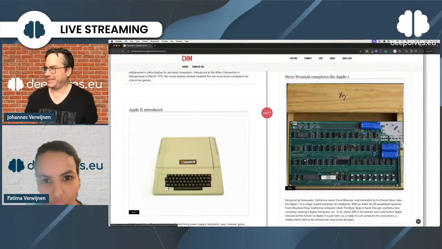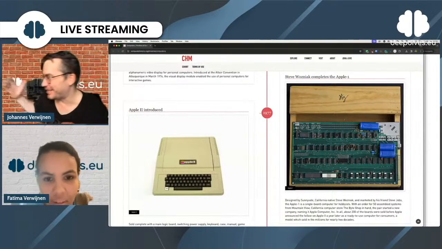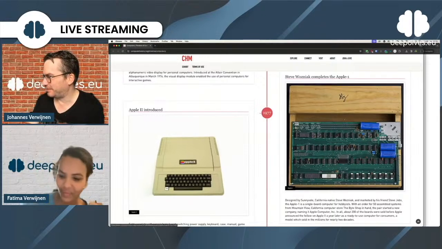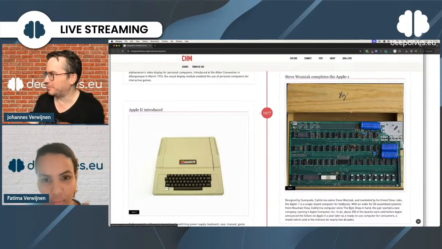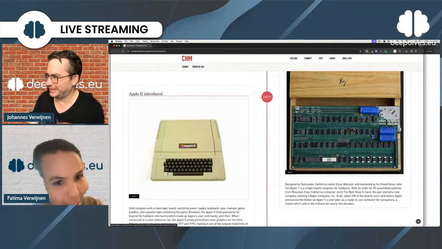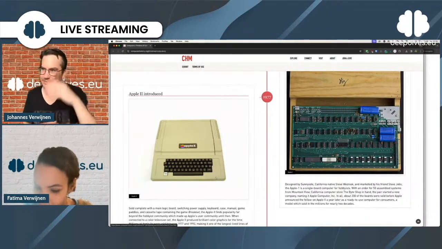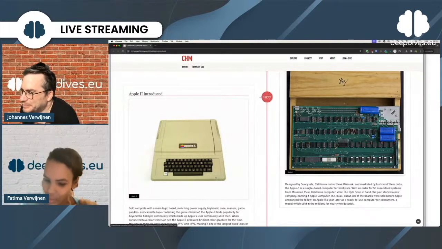Wozniak completes the Apple One. Yeah, and this is how it looked. On the right-hand side is the Apple One, and you can see that it's basically just an IC board plated onto a wooden casing, and Wozniak has even signed this one here at the top. And then compare that to the Apple II on the left-hand side. What I have to mention about the Apple II is that it was the most successful of the early microcomputers, designed and built by Steve Wozniak.